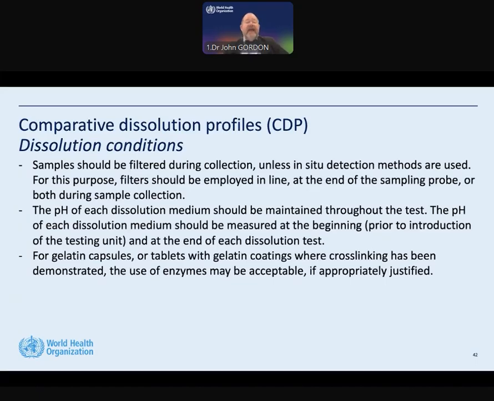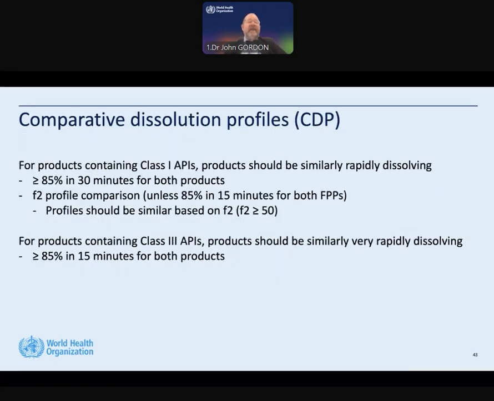Samples should be filtered at the time of collection. So unless in situ detection is being used, samples should be filtered during the collection using either a filter on the end of the sampling probe or an inline filter. Because if you collect your samples, then you take them away and go over and filter them, even if you're filtering them fairly quickly, the dissolution is continuing in your sample until such time as the filtering occurs. So for a proper dissolution experiment for a biowaiver, the filtering should occur at the time of collection. There should be evidence that the pH is maintained in the dissolution media, and so on. All these details are presented, but they're fairly standard details for dissolution experiments.